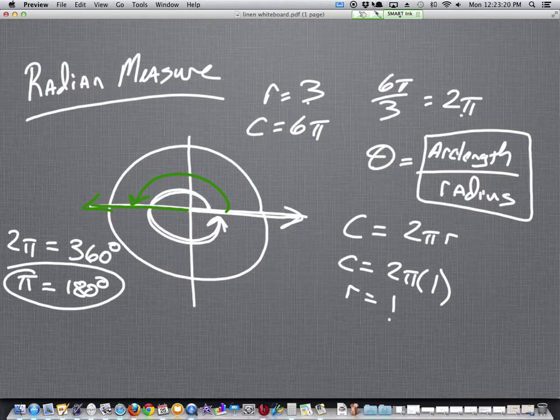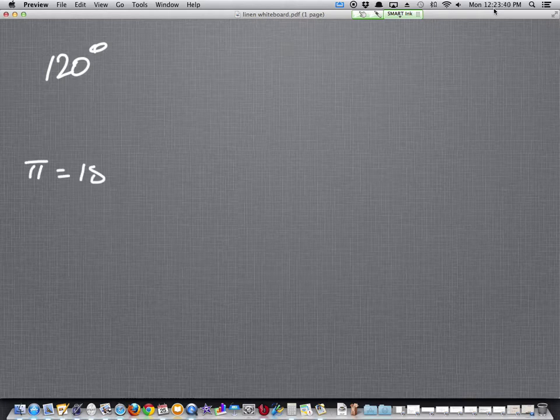All right, so now we're going to use this to help us go back and forth between some angles. So let's start with 120 degrees. Let's say I want to turn 120 degrees into a radian measure. And we said we wanted to use this fact right here to help me switch back and forth.